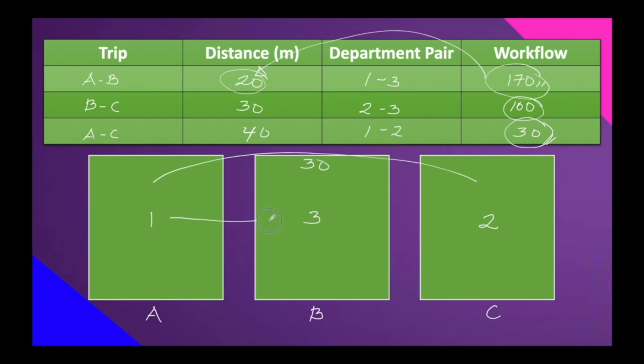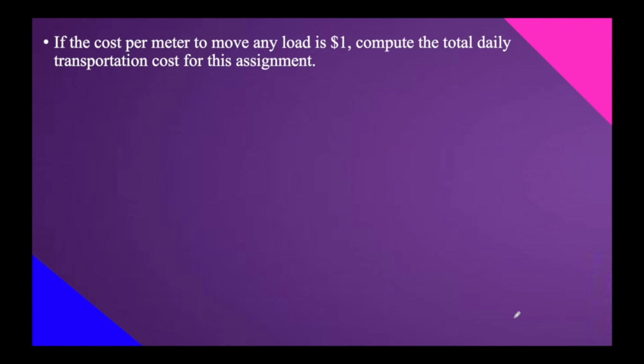This one is actually 170. And this one around 100. So, we're done. This is our final solution. Department 1 should be on the location A. Department 3 should be on the location B. And the department 2 should be on the location C. That is final.